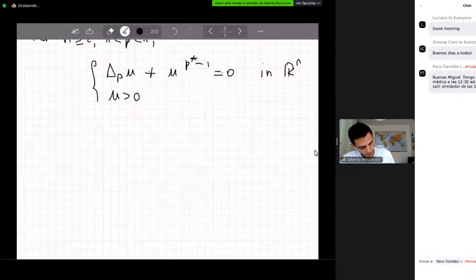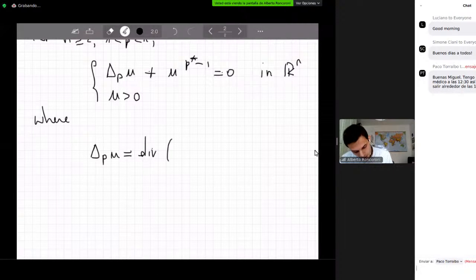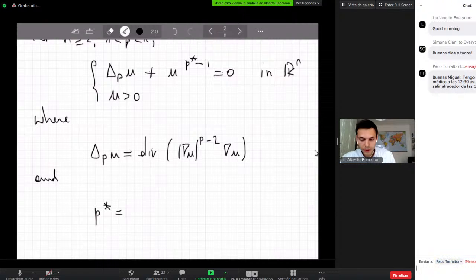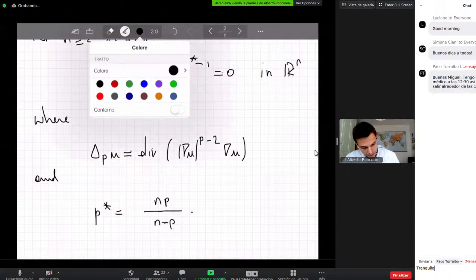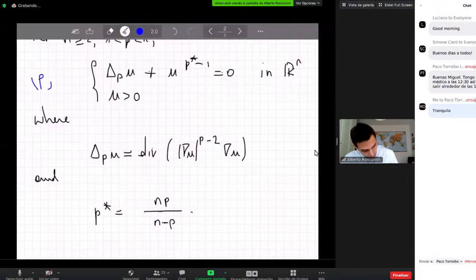Of course, the p-Laplacian is the usual p-Laplace operator, so the delta p of u is nothing but the divergence of the norm of the gradient to the power p minus 2 times the gradient of u. And for p equal 2, of course, we have the usual Laplacian, and the exponent p star is the so-called critical exponent for the Sobolev embedding, so it's very important, and is given by n times p divided by n minus p. Okay, so these are the two characters of the story, and let me call this problem P, blue P.